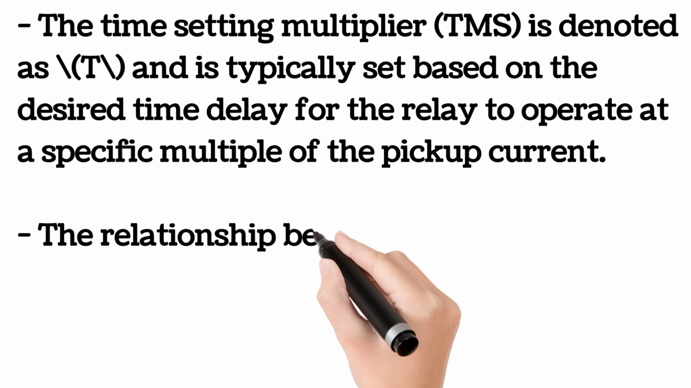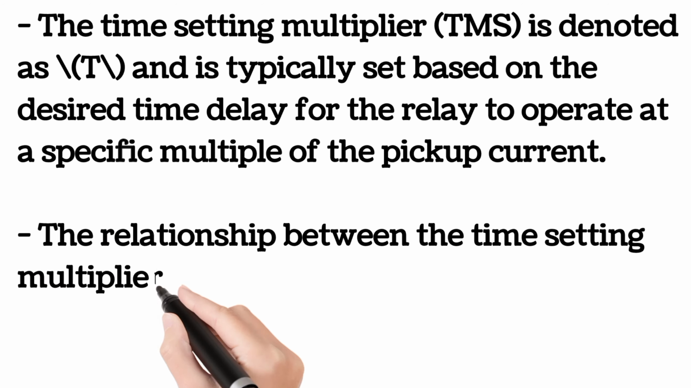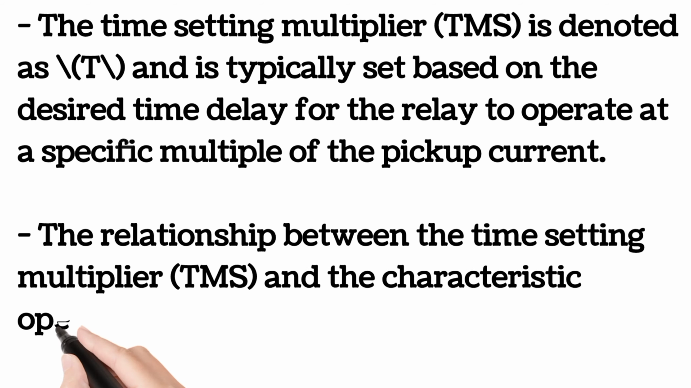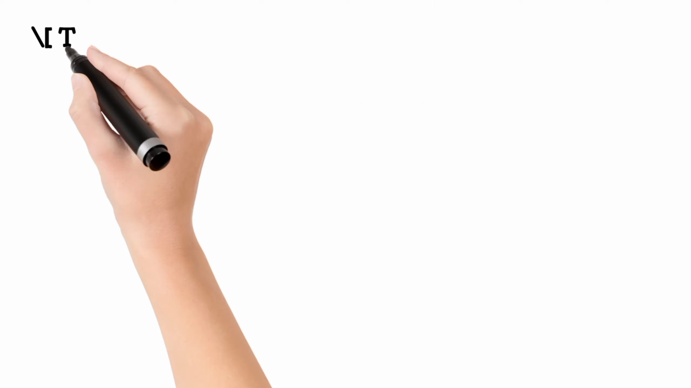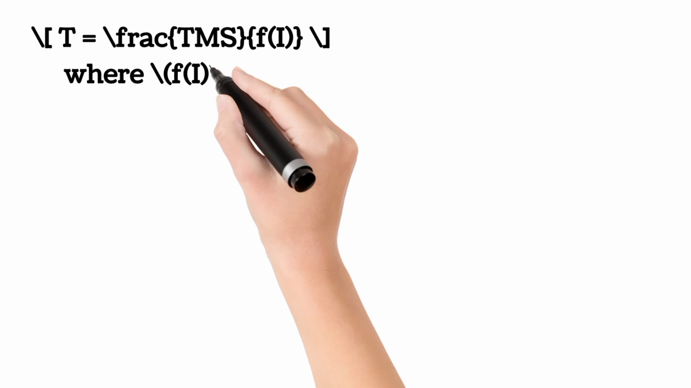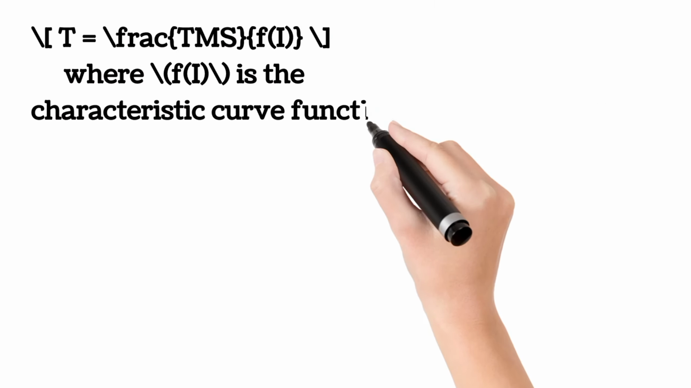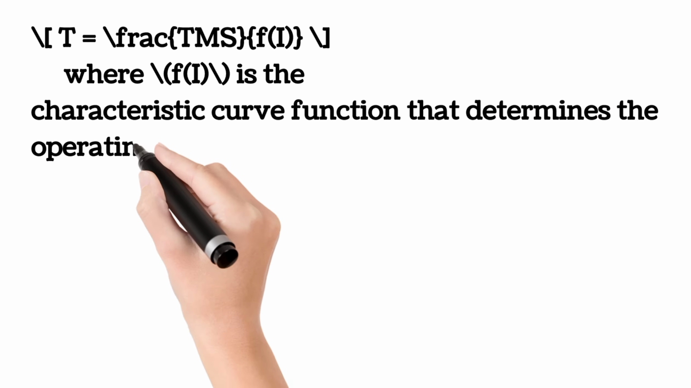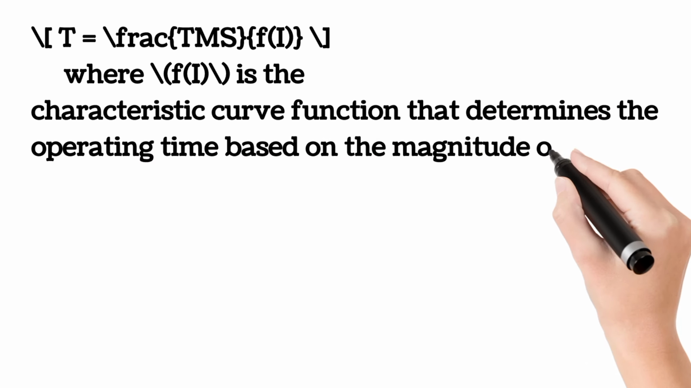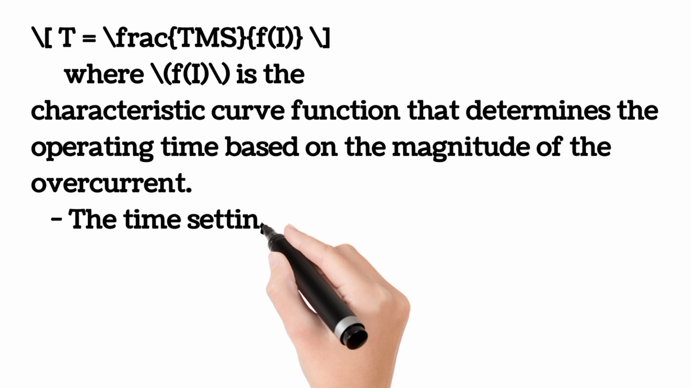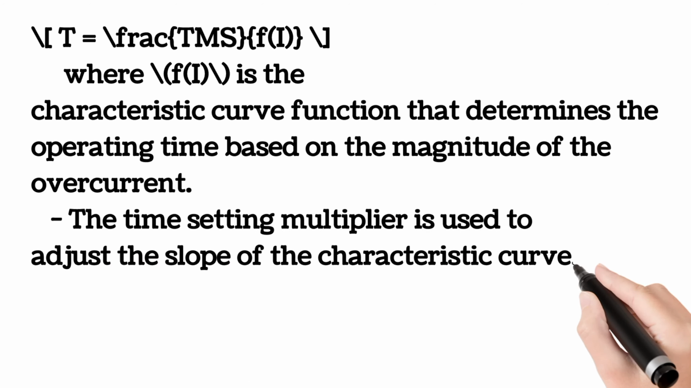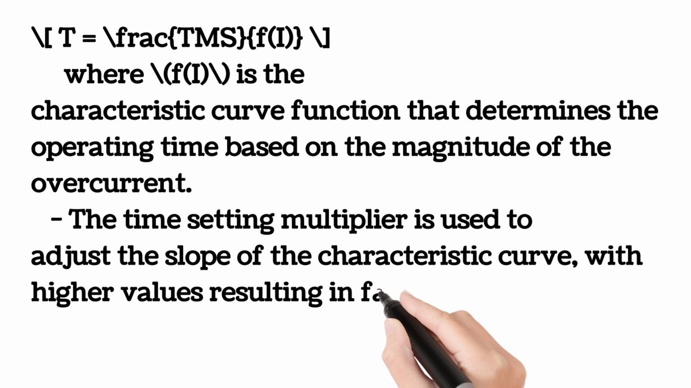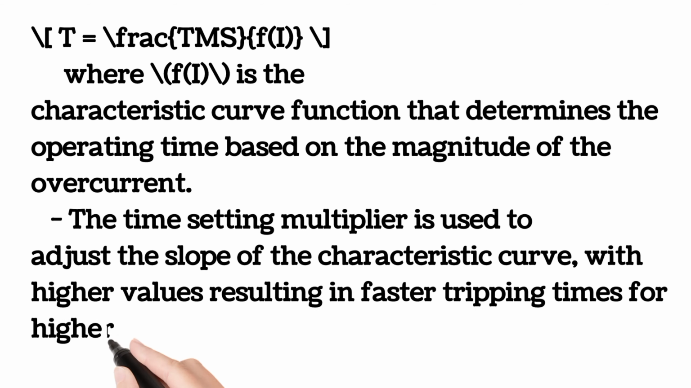The relationship between the time setting multiplier, TMS, and the characteristic operating time, T, of the relay is given by T = TMS / Fi, where Fi is the characteristic curve function that determines the operating time based on the magnitude of the overcurrent. The time setting multiplier is used to adjust the slope of the characteristic curve, with higher values resulting in faster tripping times for higher overcurrents.